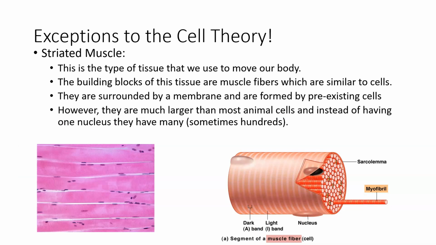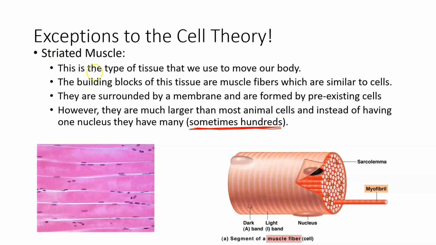Striated muscle, your muscle fibers. Here's obviously a real image. Here is an artistic rendition of what that muscle fiber looks like. Why are striated muscle fibers an exception to the cell theory? It's all about being multinucleated. Most eukaryotic cells have one nucleus per cell. These particular cells are very long and are actually multinucleated, and sometimes the nuclei can be as numerous as several hundred within one cell.